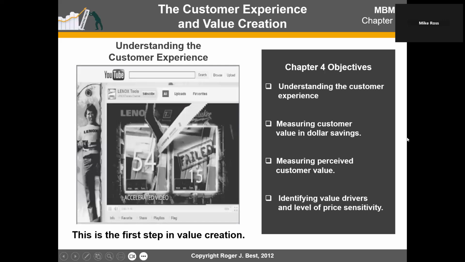We're going to be, in the Best textbook, talking about the customer experience in value creation. As you can see, the chapter 4 objectives: number 1, to understand the customer experience; number 2, measure customer value in dollar savings; number 3, measuring perceived customer value; and identifying value drivers and level of price sensitivity.